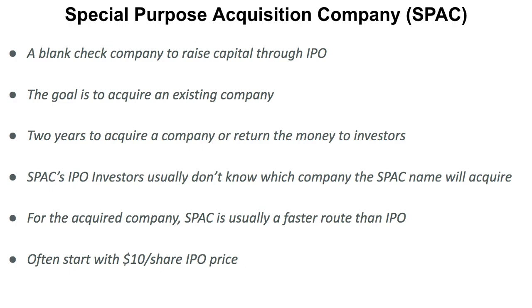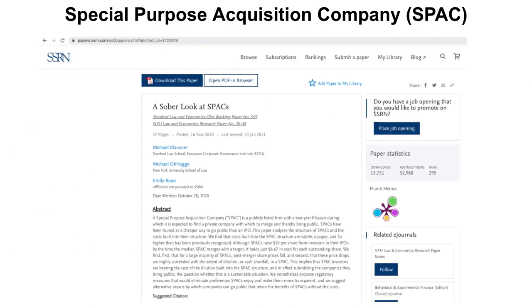For the acquired company, which we call the target company, a SPAC usually provides a faster route to becoming public than an IPO. Also, some companies cannot disclose enough information or attract enough investors through an IPO, so a SPAC provides probably the only way for them to become public. And a SPAC often, if not always, starts with $10 a share as the IPO price.